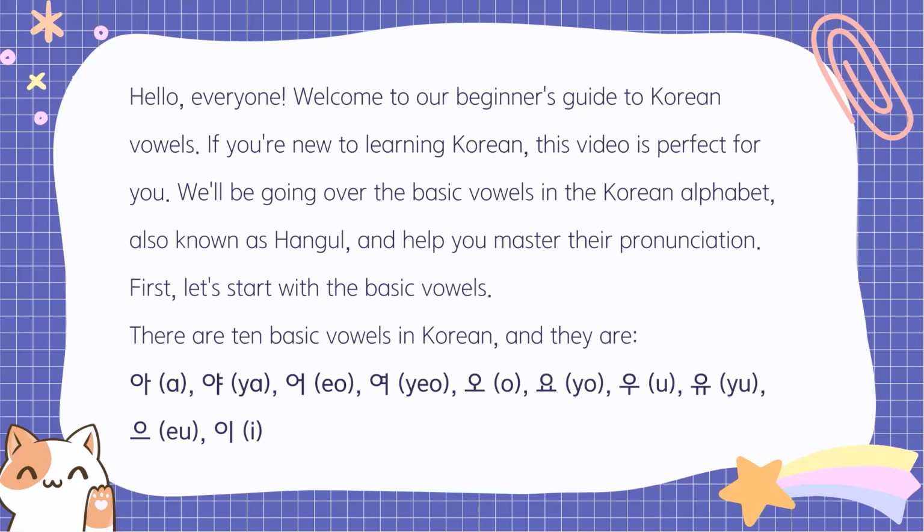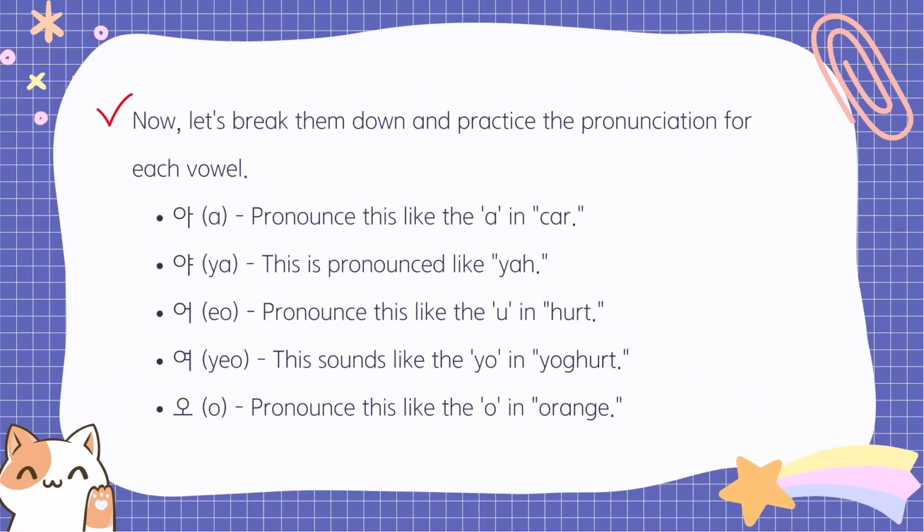There are 10 basic vowels in Korean, and they are 아, 야, 어, 여, 오, 요, 우, 유, 으, 이. One more time. 아, 야, 어, 여, 오, 요, 우, 유, 으, 이. Now, let's break them down and practice the pronunciation for each vowel.